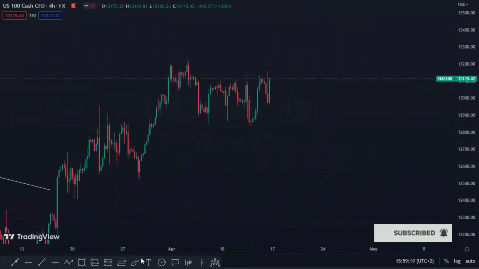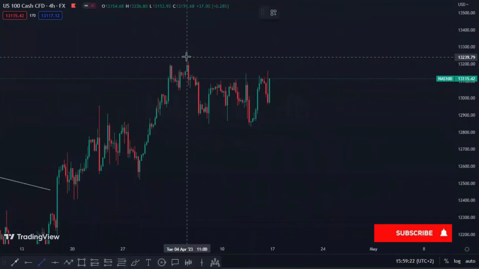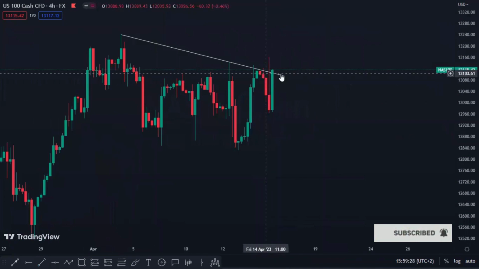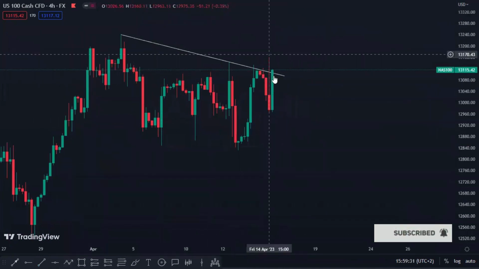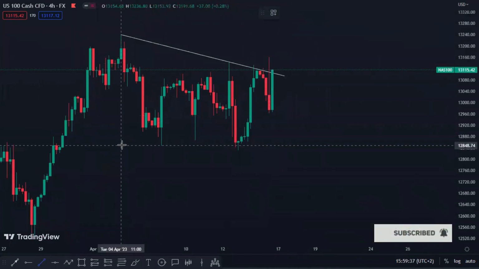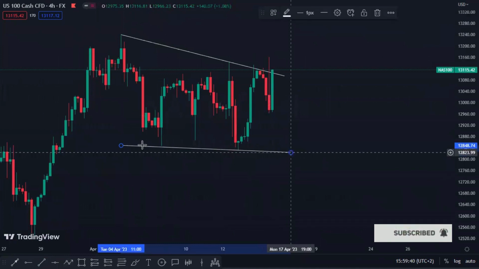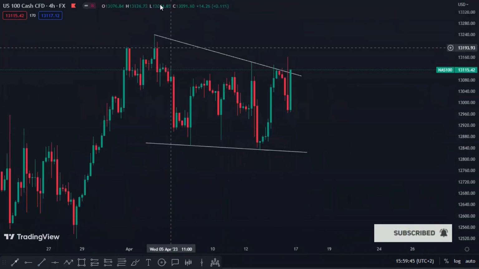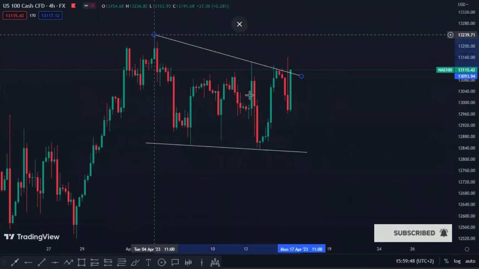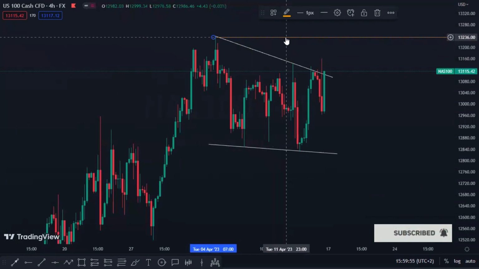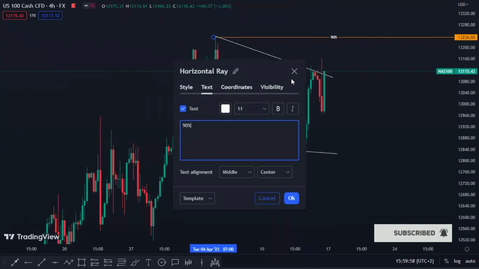Hence, you can see our corrective phase is taking the formation of a continuation pattern. Price did indeed give us a breakout here, but with this long wick, probably on the 1-hour time frame, there's some sort of imbalance there. So what I'm gonna do right now is identify my pattern, which is a bullish flag, and mark out my 90% here so I can have a sense of where price has to go and my take profits.